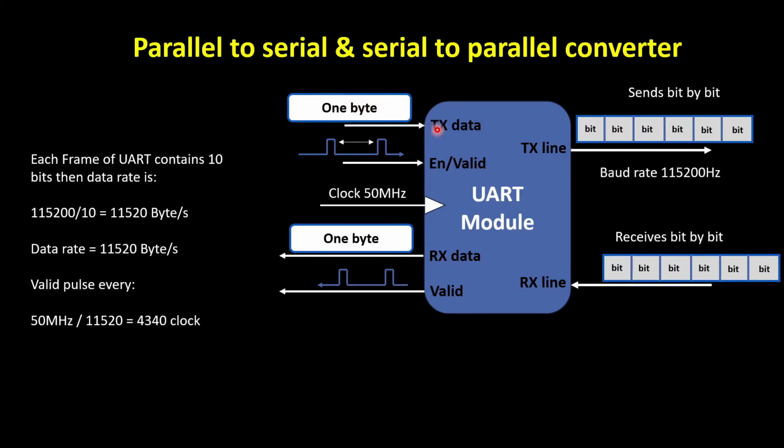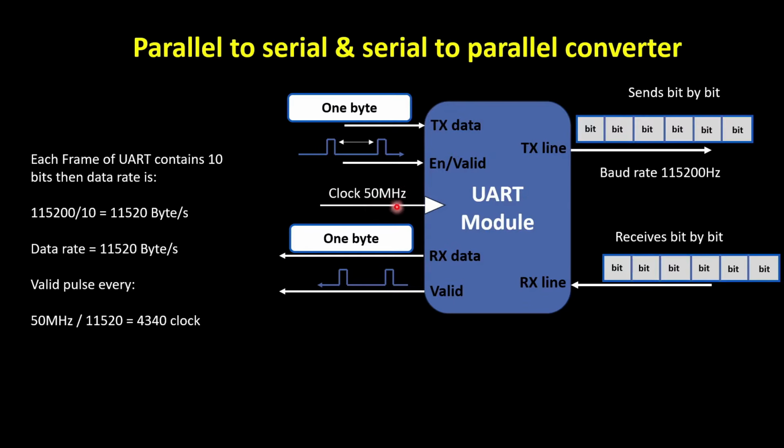When we want to transmit data with the UART module, we put 1 byte of data on the TX data port, and we apply an enable or valid pulse to the TX valid port. And then the UART module will grab that 1 byte of data and transmit it bit by bit on the TX line. So you can imagine that we have another module here in our Vivado design, for example, and that module wants to transmit data over the UART protocol. That module needs to provide the data and the valid pulses at the proper rate for the UART module.